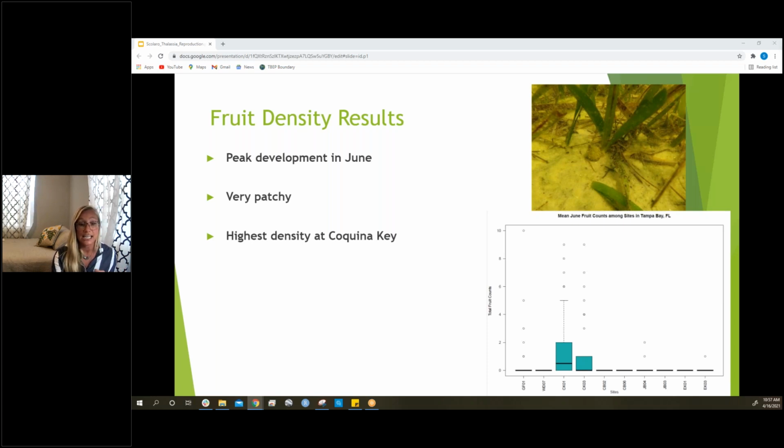Additionally, Coquina Key is a sandy protected shoal and separated from any major freshwater source. Therefore, environmental conditions are very stable at the site, as we saw in our stable salinity and temperature measurements. Stable environments often result in higher rates of productivity and biomass accumulation.